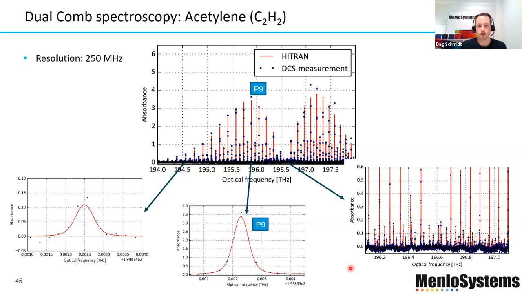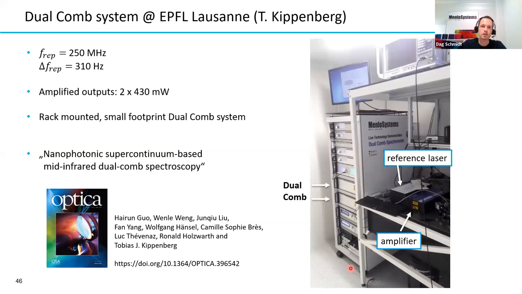And I want to show you how such a system looks in reality. Here you can see the dual comb system at the EPFL in Lausanne, which was lent to the group of Tobias Kippenberg. And you see here, this is a fully rack-mounted dual comb system. The comb itself is in these two drawers on the optical table. We just have a CW reference laser here, which is intrinsically a relatively stable laser, and an amplifier. So these two boxes are outside. The rest of the system is completely rack mounted. All the electronics and also the computer and the control software, everything is in this rack.